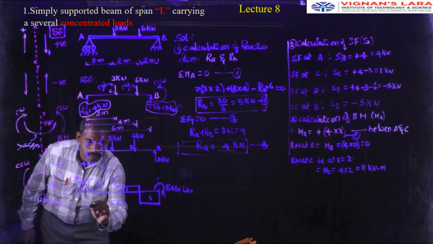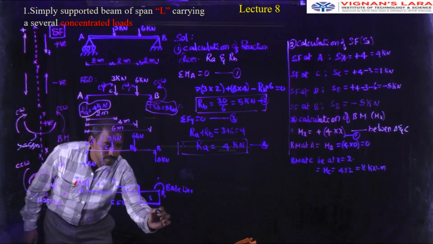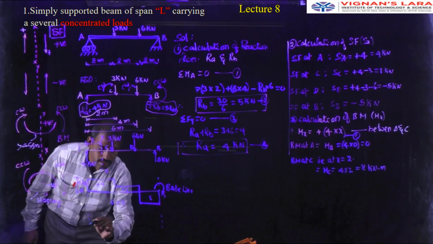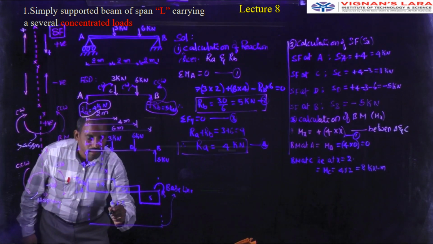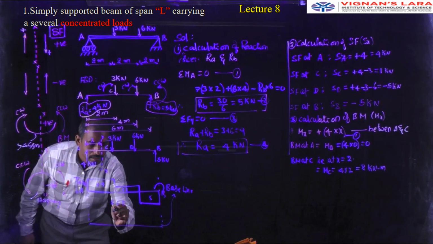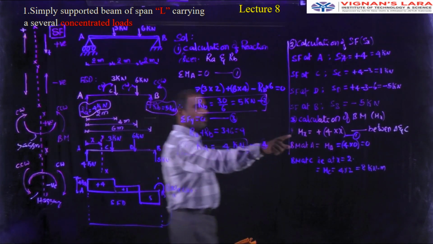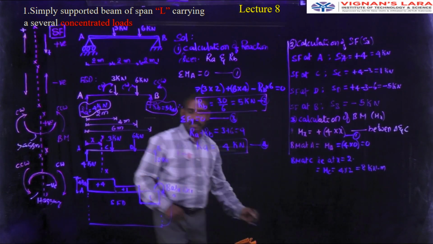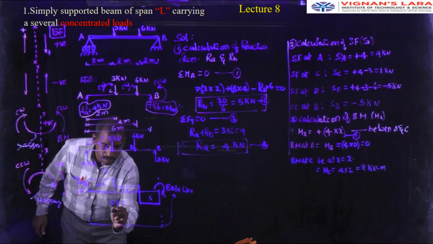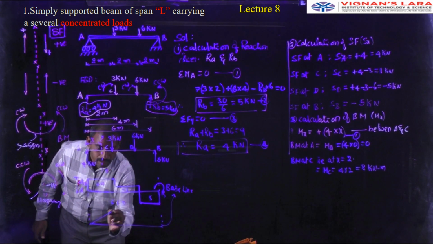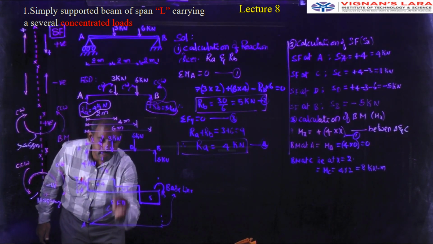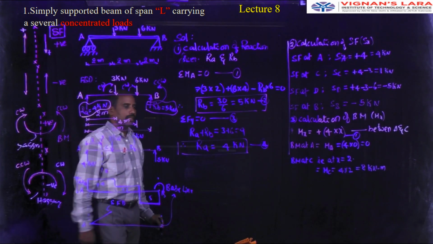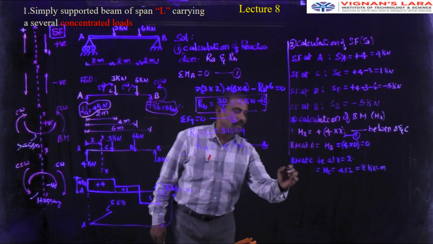Again, this is the baseline. It follows a straight line. Simply, the Mx equation follows a straight line law. Its value is 0 at A and 8 kilonewton meter at C. This is the first one. Let us see the next one.